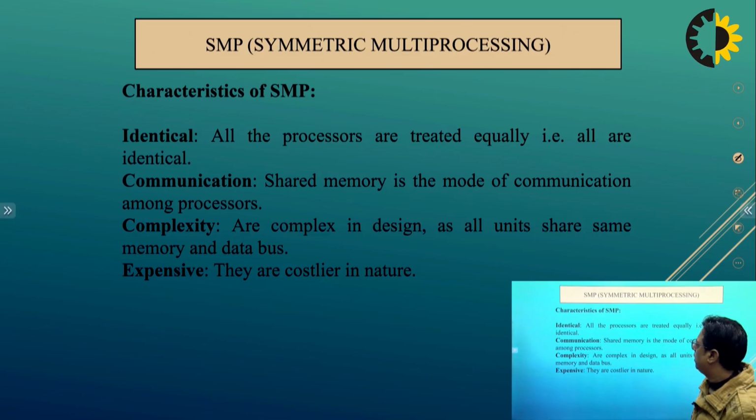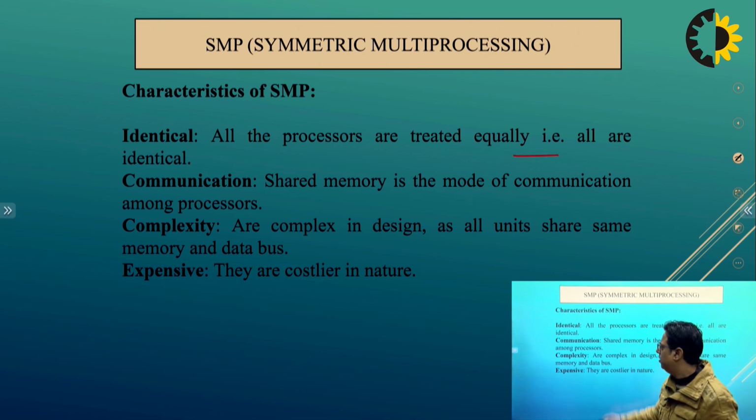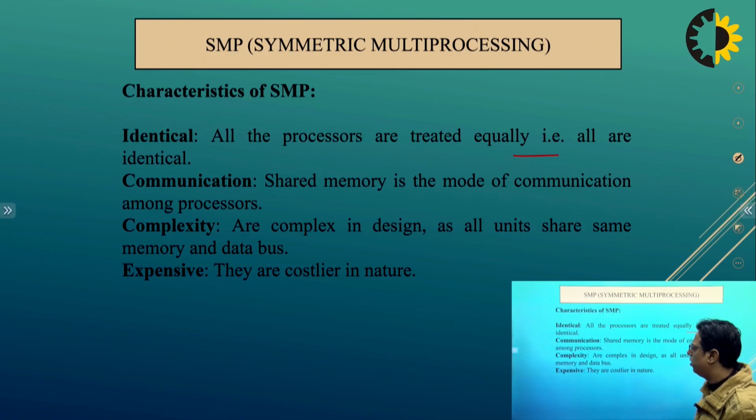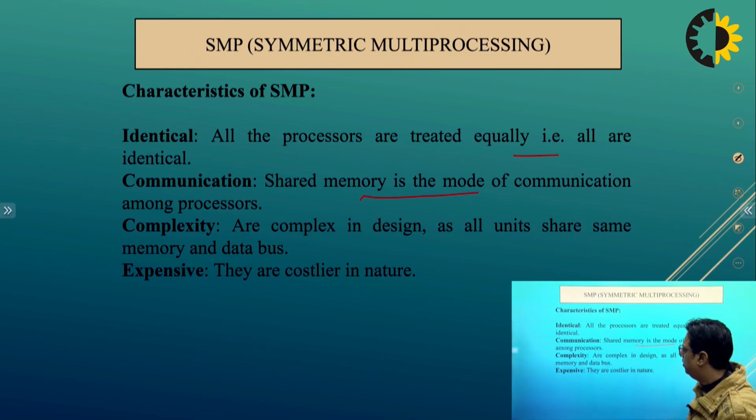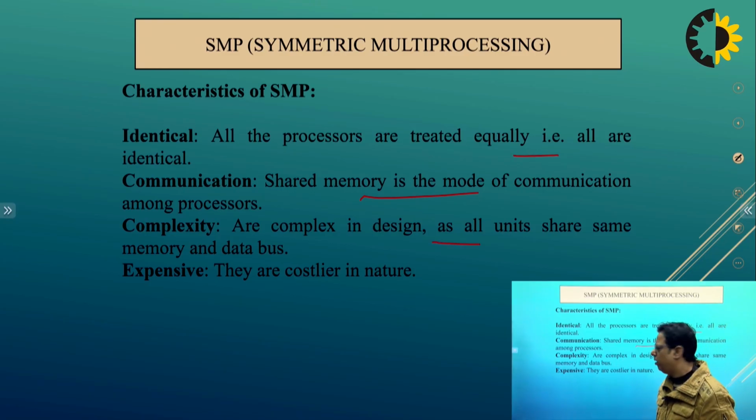Now, the characteristics of symmetric multiprocessing: Identical, all the processors are treated equally, that is, all are identical. Communication: shared memory is the mode of communication among the processors. If processor 1 and processor 2 need to communicate with each other, a processor can communicate with another processor through the main memory. Complexity: it is complex in design as all units share the same memory and data buses.